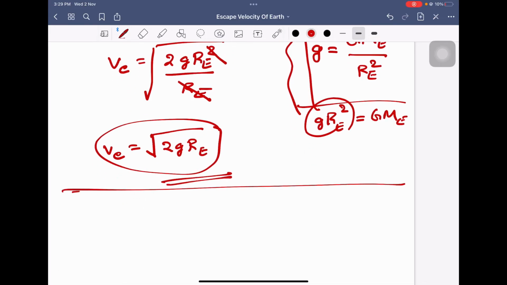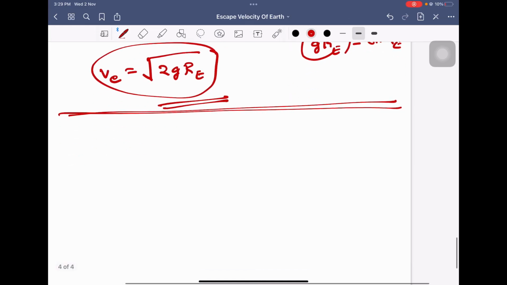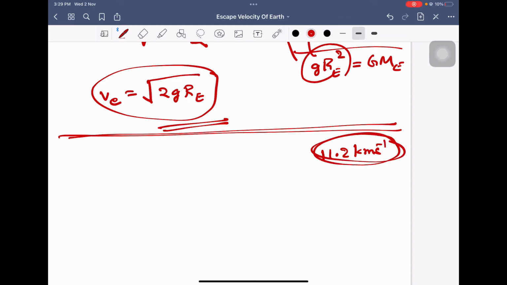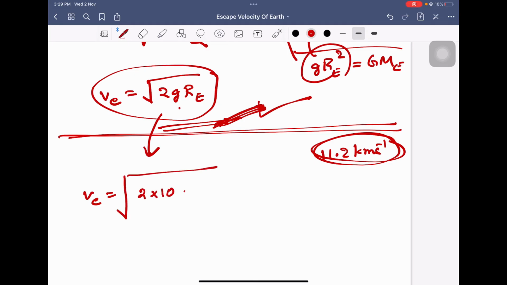But for our curiosity, we already know that the escape velocity of Earth is 11.2 km per second. What we will do is substitute the values of g and Re here. For board exams, till here it is fine, so you have done the derivation. But for our curiosity, escape velocity is equal to the square root of 2 into g, I'll take it as 10, into the radius of Earth.